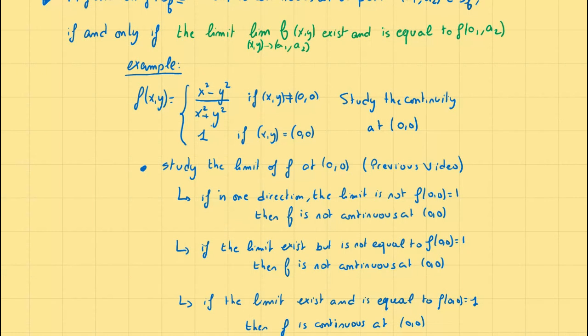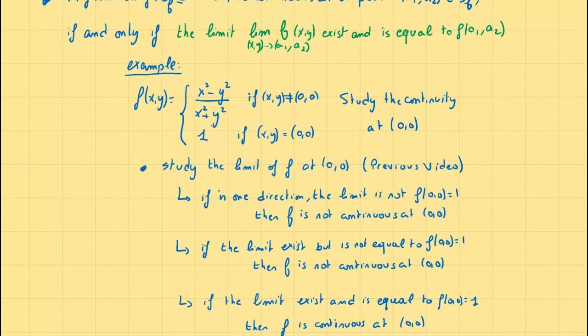So what about the example we gave? f(x,y) equals (x² − y²)/(x² + y²). If you calculate the limit, let's say in one direction, which is the direction of y equals 0, the limit will be 1. So that's equal to f(0,0). So let's go further. Let's try another direction.